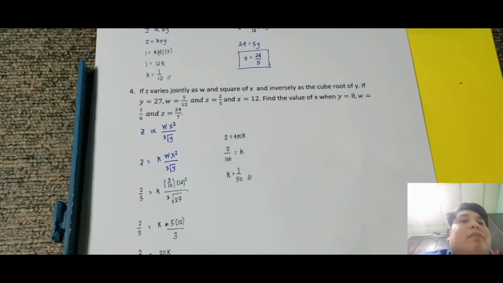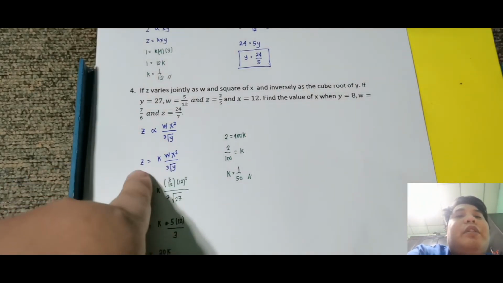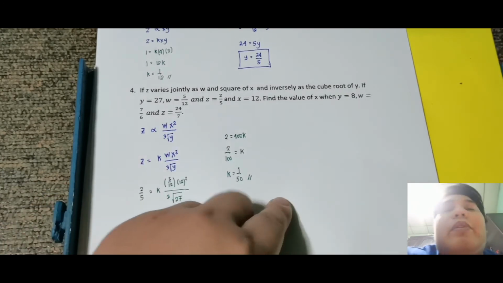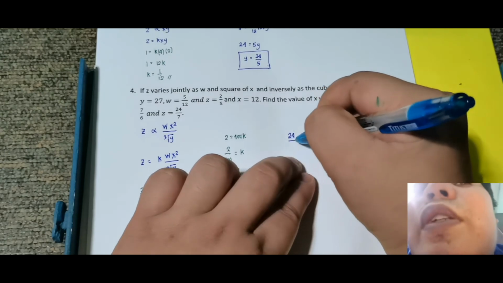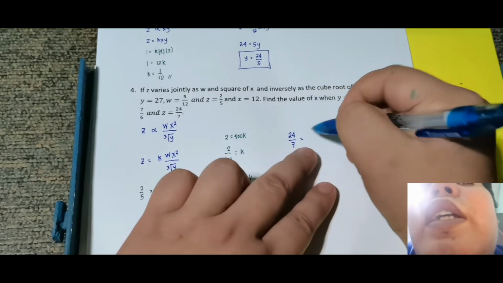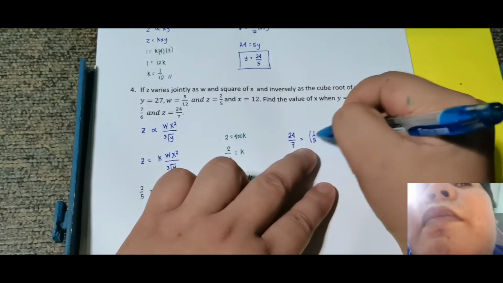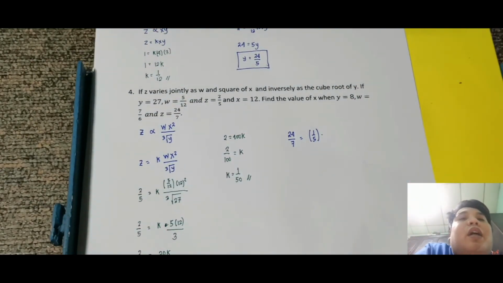So, hanapin daw natin yung value ng x whenever y is equal to 8, w is equal to 7 over 6, and z is equal to 24 over 7. So, check natin. Yung z is 24 over 7. So, this is 24 over 7 is equal to ano yung k? K is 1 over 5. Okay, multiplied by wx squared.